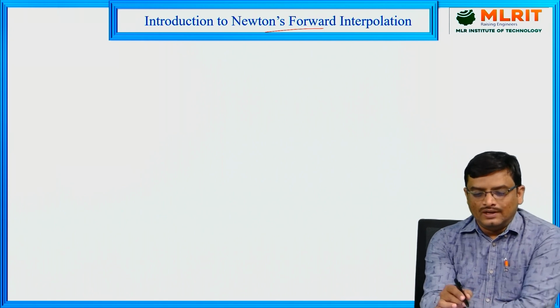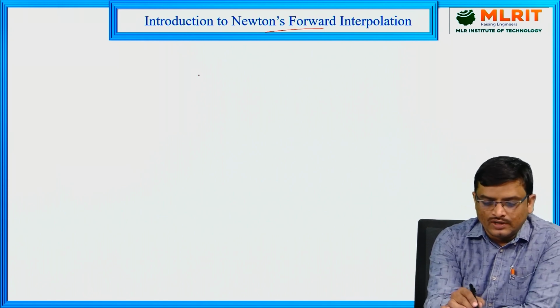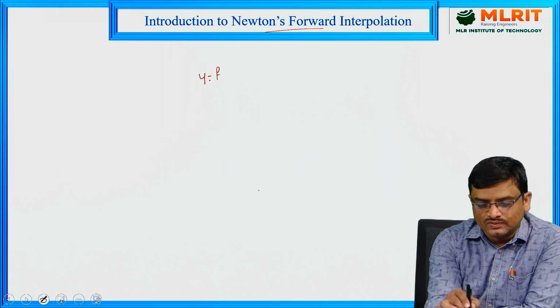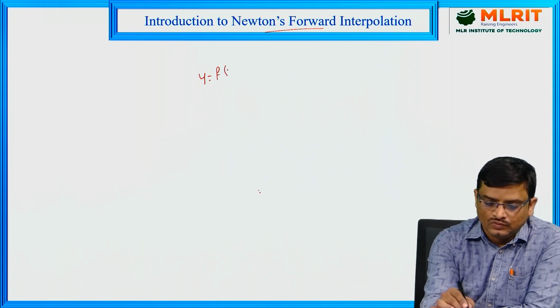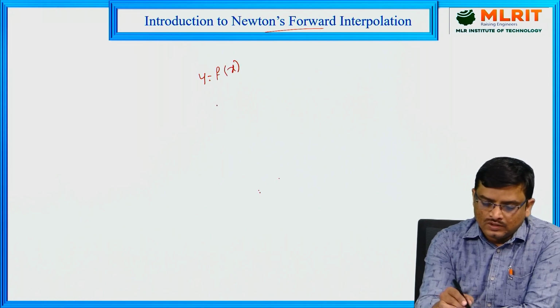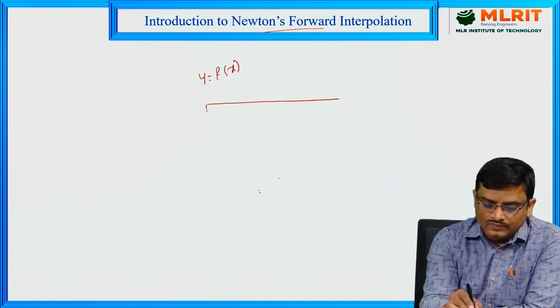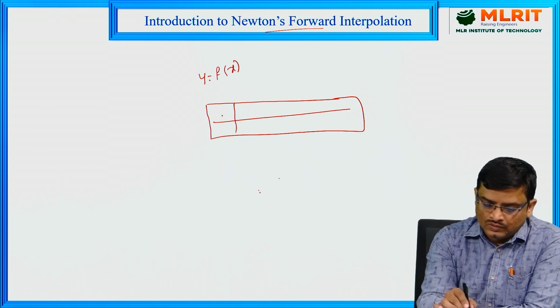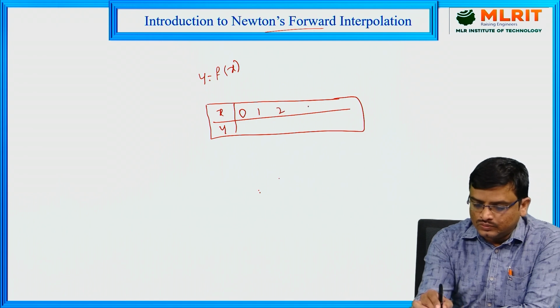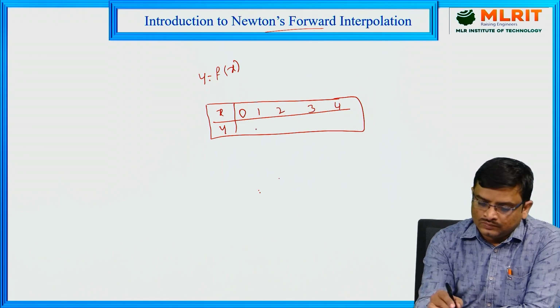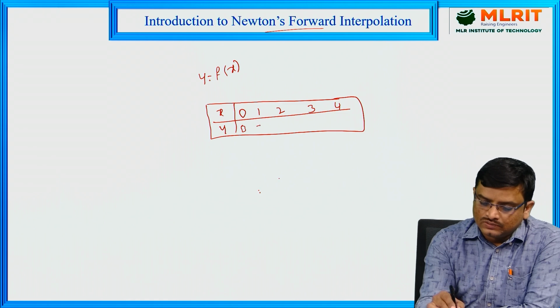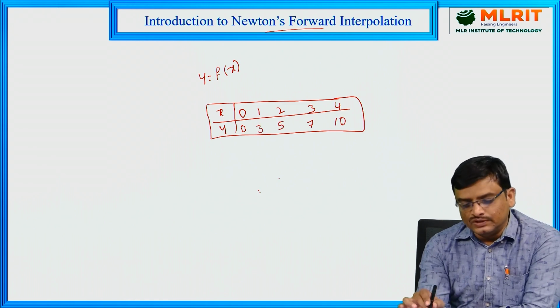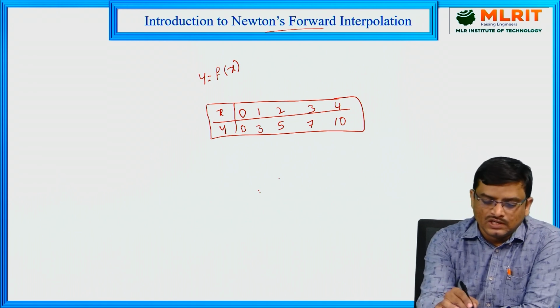Now let us take one example. I have taken the function y is equal to f of x. Now I have given a data of x and y values. The x values are 0, 1, 2, 3, 4, and the corresponding y values are 0, 3, 5, 7 and 10. So this is the data given, and the function is an unknown function.